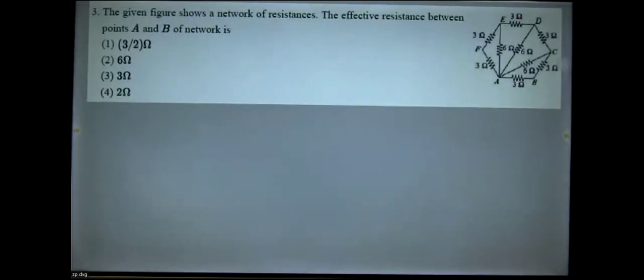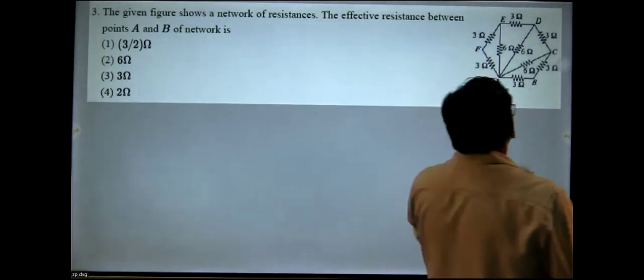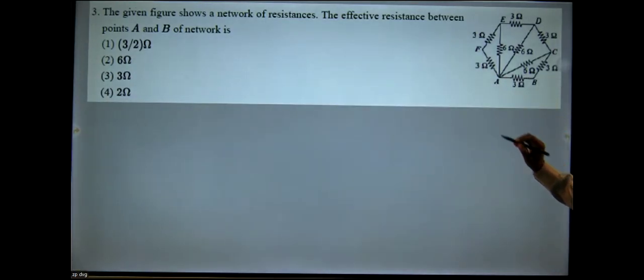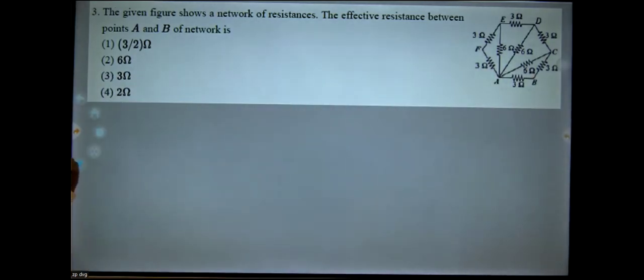Let's take the next question. The given figure shows a network of resistances. The effective resistance between points A and B of the network is, okay, this resistance network, we need to find its effective resistance between A and B. So we need to find out the effective resistance between points A and B.